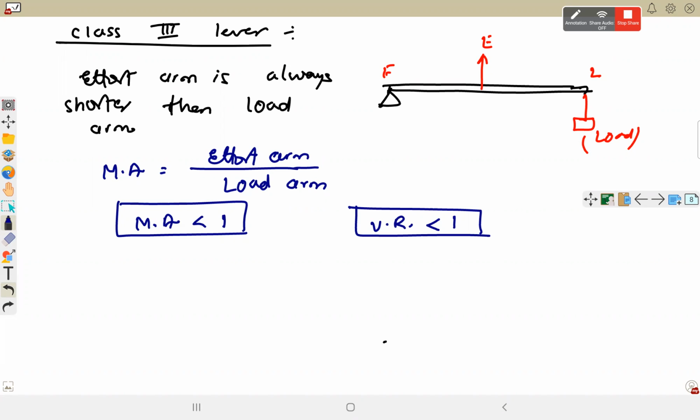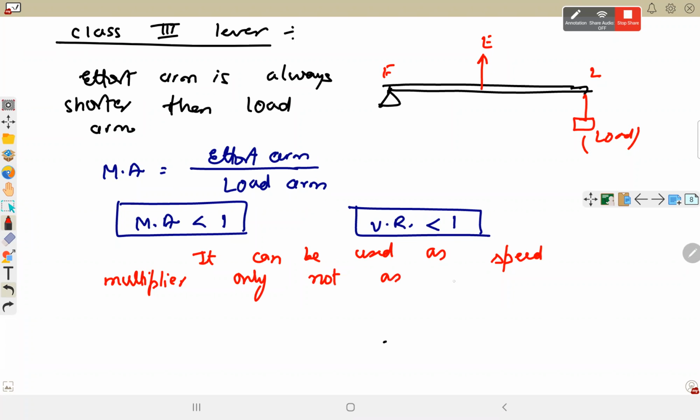Okay. Their values are not necessarily equal, velocity ratio and mechanical advantage. This is equal only for an ideal lever. In an actual lever of class 3, we can use mechanical advantage and velocity ratio to calculate efficiency. The value will depend upon the efficiency of that lever. It will not be the same. If efficiency is 100%, only then they are both the same, but it is always less than 1. And if velocity ratio is less than 1, then it gives a gain in speed. So it can be used as a speed multiplier only, not as a force multiplier.